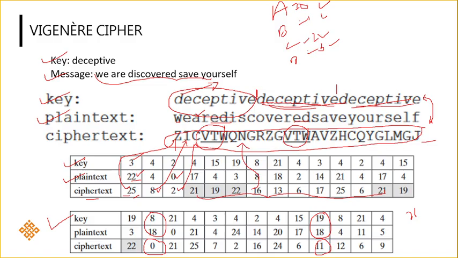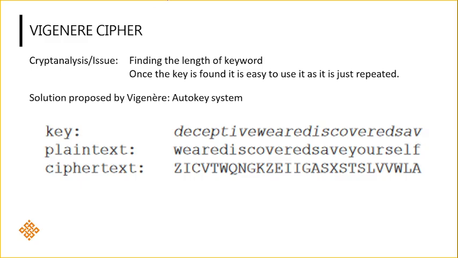So in order to avoid this repetitive key, there is one solution known as the auto key system. So what happens here? You can see here the key is deceptive. So here I am not repeating the same key. Instead, what I am doing, I am taking the plain text and then I am using the same plain text as the key until it matches the length of the plain text. Thereby, you can avoid the repeated keywords in the ciphertext.